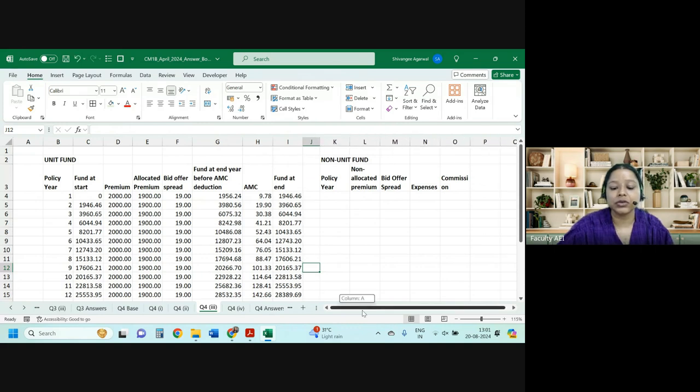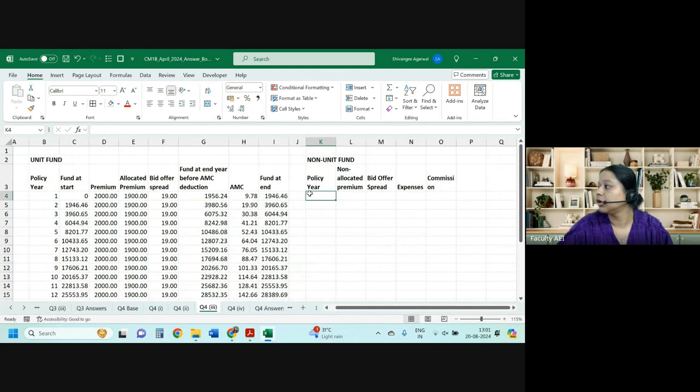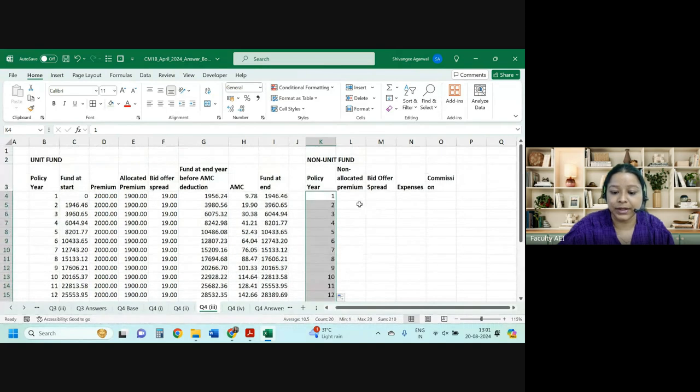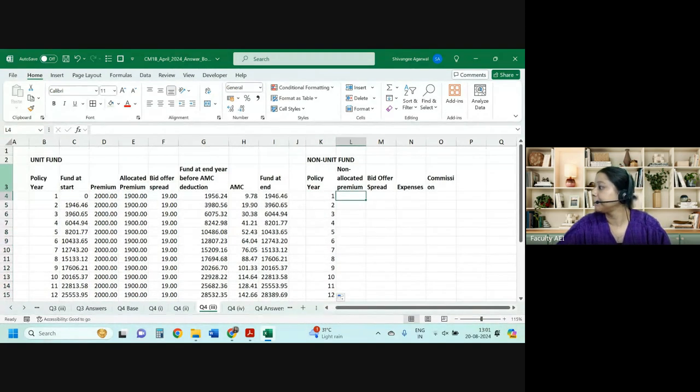So these values we had already calculated. Again, policy year is 1, 2, and this will go up till 20.